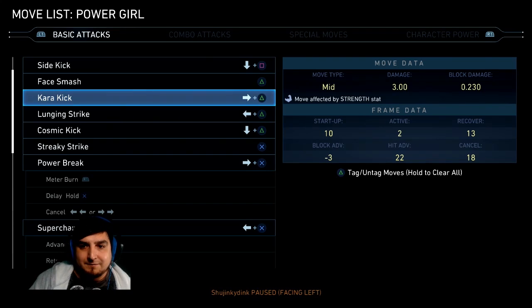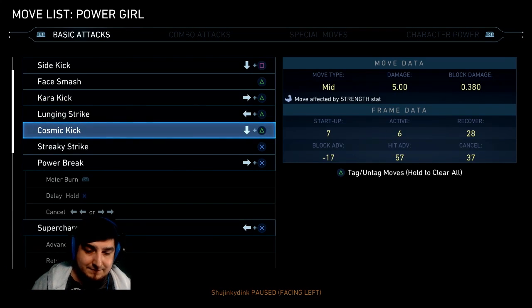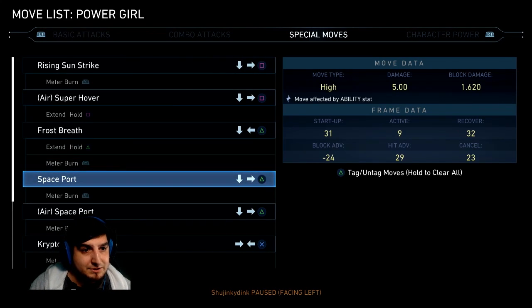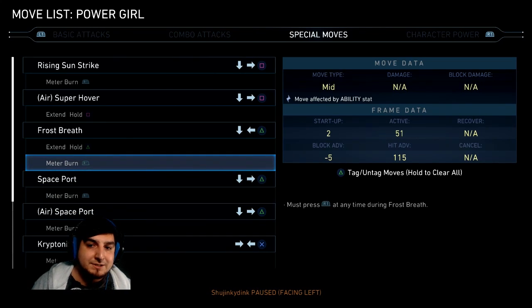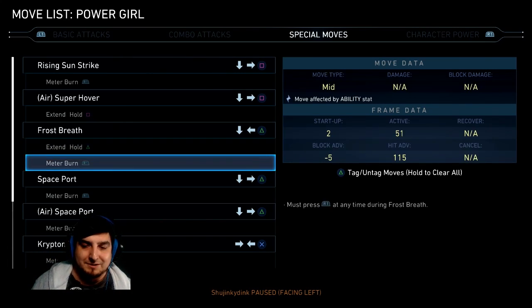And you can see the hit advantage on here is plus 22, plus 15, this one's plus 57, and I'll show you one in particular here, which is her Frost Breath. Hit advantage is plus 115, so that is a very good move if it hits, and even if it's blocked, it's minus 5. However, she holds it, and then if she holds it, it's minus 18, but that's getting into a whole new can of worms. I don't want to confuse you guys too much. So hit advantage is how much time you have after you hit to do a move.